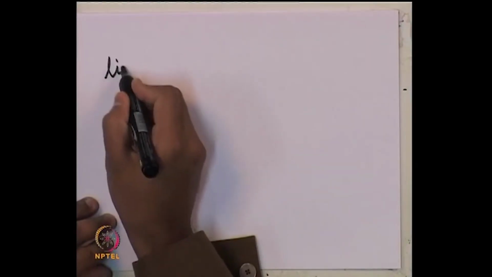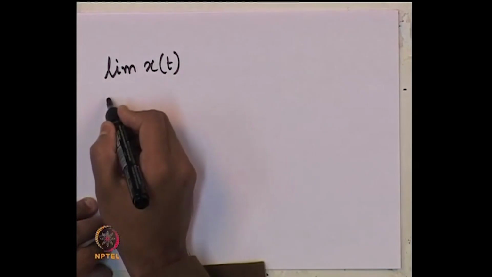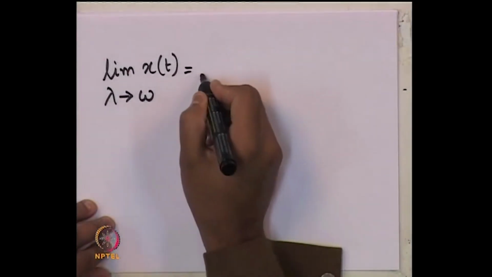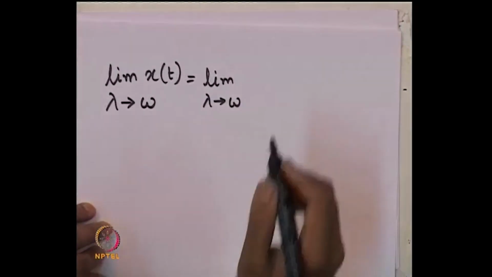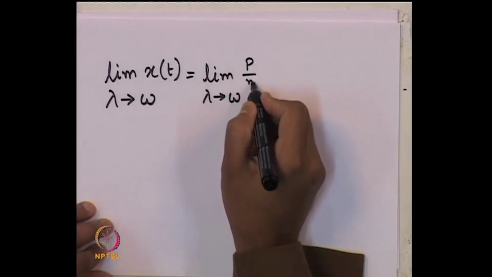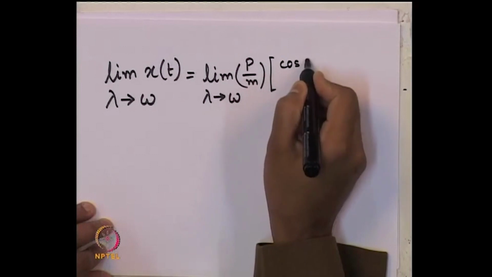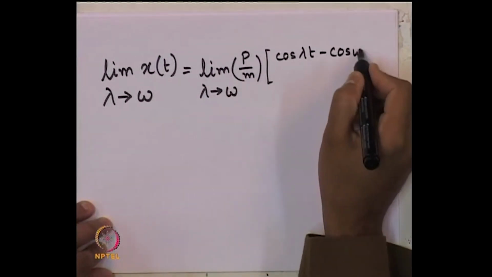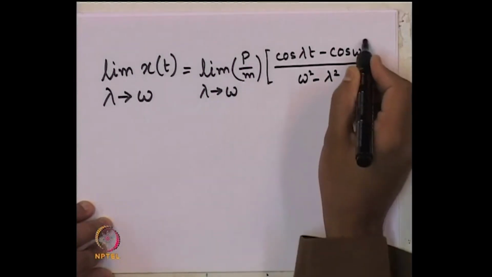It is asked to find out the limit of x of t when lambda approaches omega. That will be the limit as lambda tends to omega of p by m, cosine of lambda t minus cosine of omega t, divided by omega square minus lambda square.